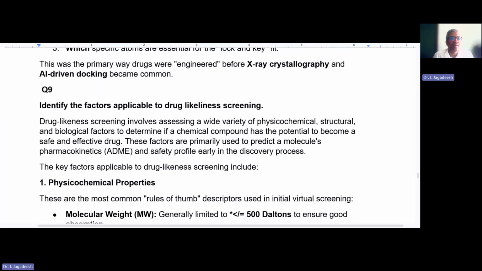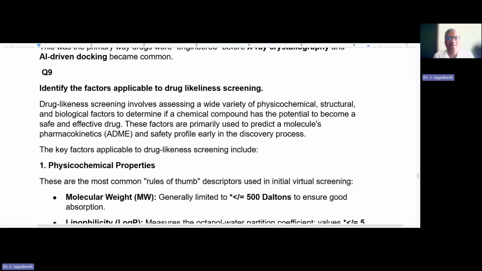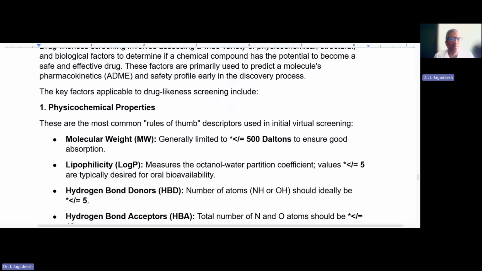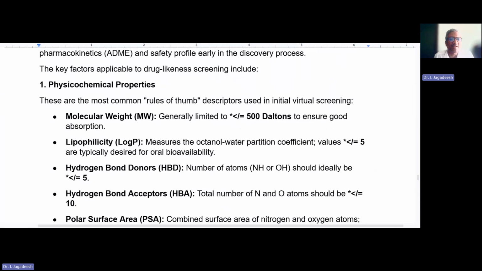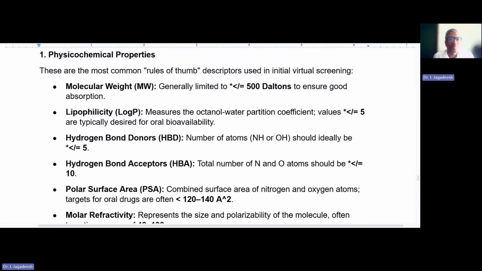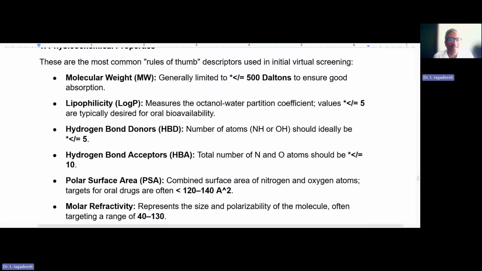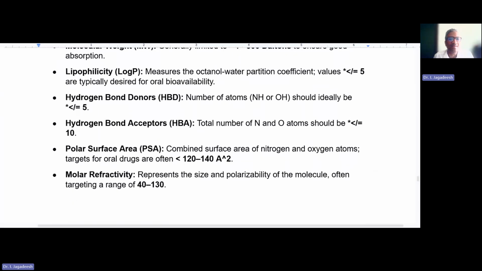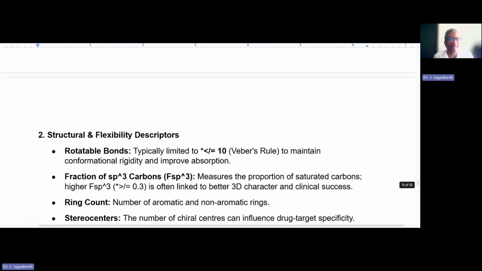Now the other question we got in the exam is: identify the factors applicable to the drug likeness screening, which are physicochemical properties, which include molecular weight, log P value, hydrogen bond donor and hydrogen bond acceptor, polar surface area, and molar refractivity. These are all covered by Lipinski's rule of 5 and Weber's rule.